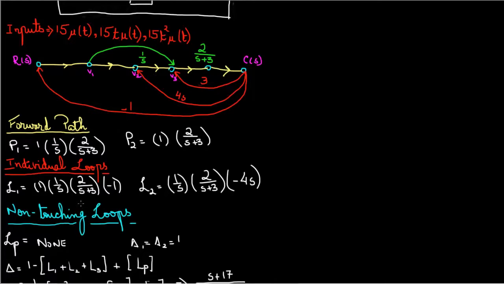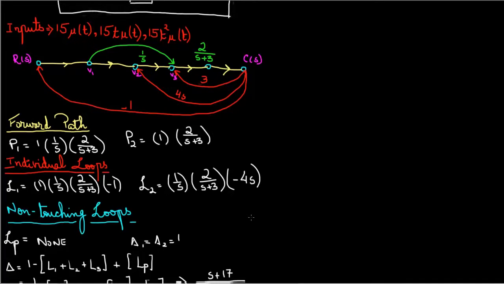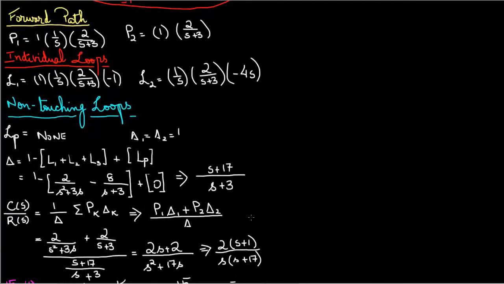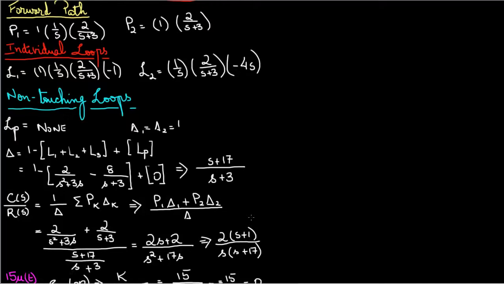Once you do that, then you would have to know your non-touching loops. As you can see in this flowchart, all of your loops are touching the forward path. So that means we're not going to have a non-touching loop, because all of them are touching the forward path. So our delta 1, delta 2 is going to be equal to 1. And once we have all this information, you can compute for delta, which is simply 1 minus the sum of the individual loops, plus the product of your non-touching loops, but in this case we don't have any, so it's just 0.